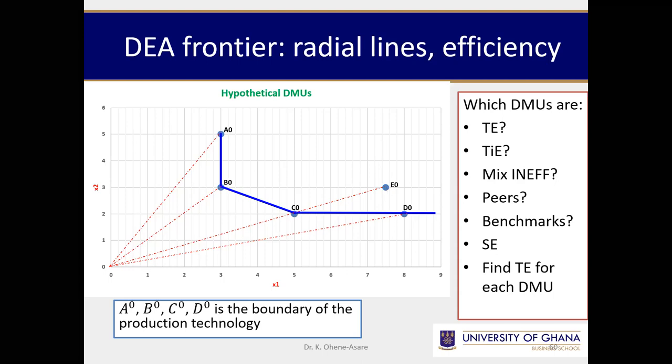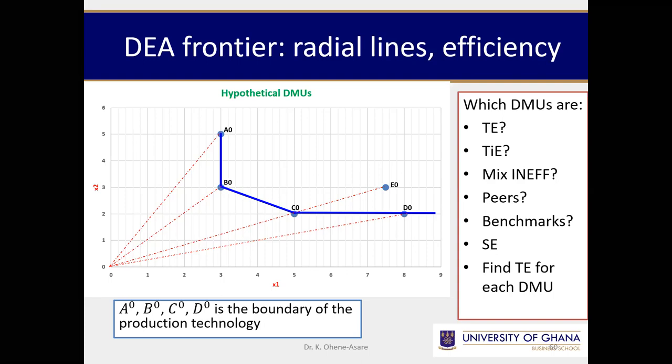Now listen, when you trace an inefficient DMU, in the context of E, which is an inefficient DMU, when we radially reduce the inputs downward, it hits the boundary of the frontier at point C. So point C becomes what for E? Chris. It serves as a benchmark or a target. It's a benchmark for E. Is it a target for E? Yes, please. It's also a target.